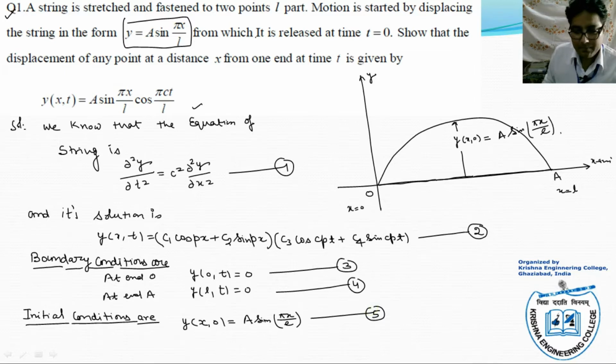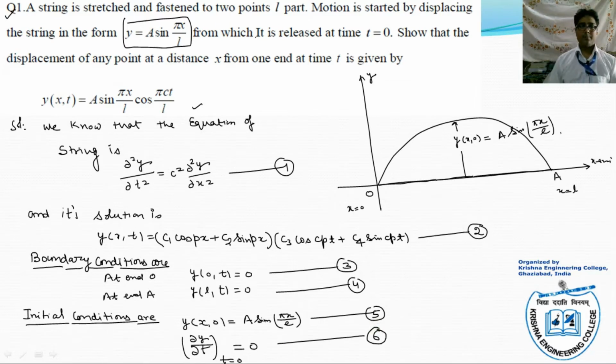And initial velocity in this problem is 0. Initial velocity, del y upon del t at t is equal to 0, is also given in this problem. This is 0. Clear? Now we solve this equation under the boundary conditions and initial conditions. Clear? Now we move on to the second page.